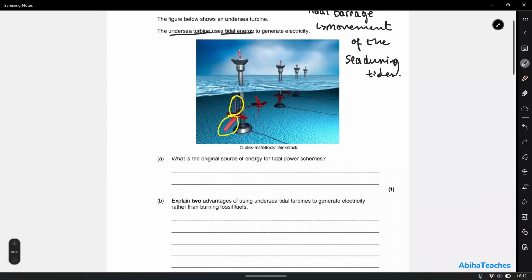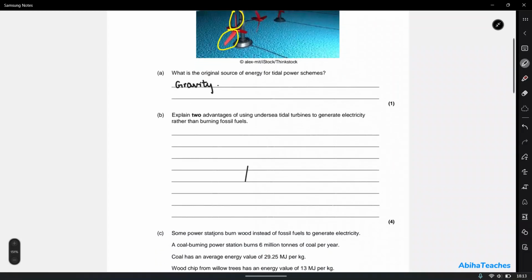The first question is actually asking us, what is the original source for tidal power schemes? This is just gravity. Explain 2 advantages of using undersea tidal turbines to generate electricity rather than burning fossil fuels.